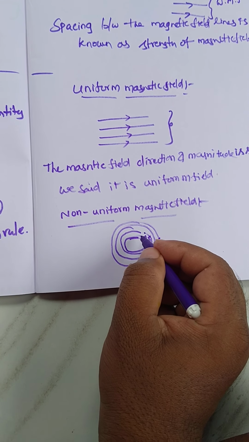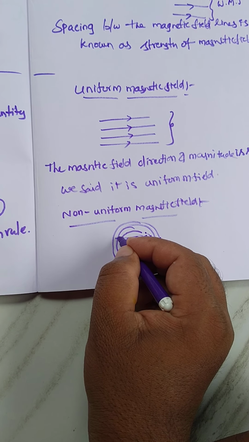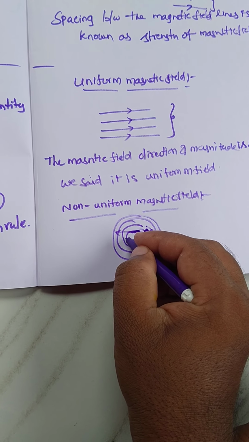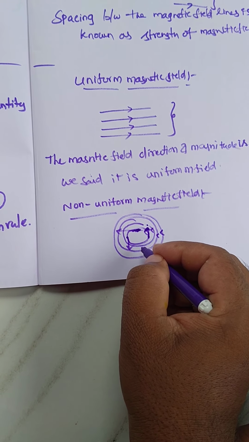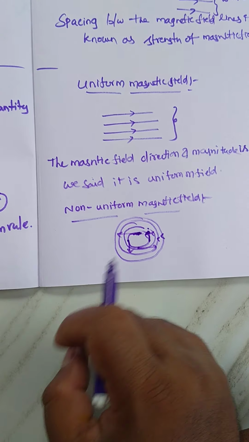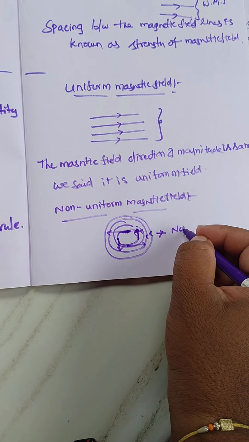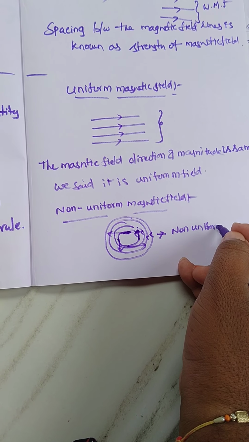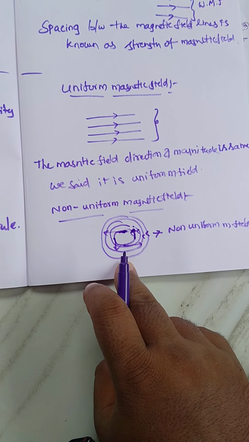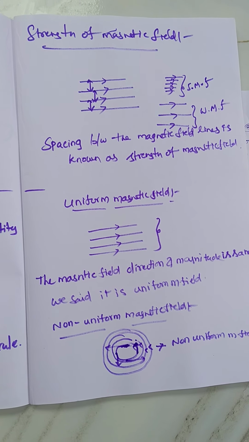If I want to calculate the magnetic field at another point, again the tangent gives the direction. So the direction of the magnetic field is not the same: here we draw like this, here like this. Of course the magnitude of the magnetic field is the same, but the direction is different. For that reason we say it is a non-uniform magnetic field, dear students.